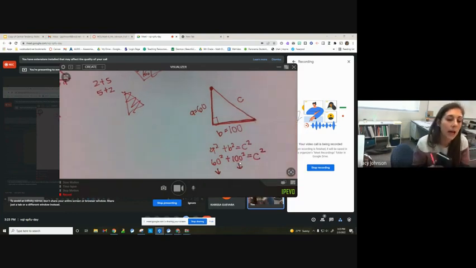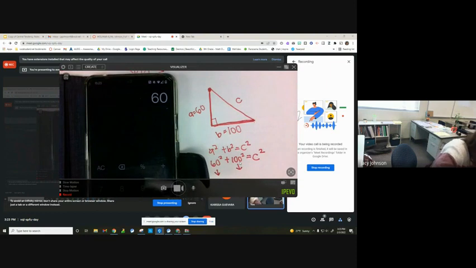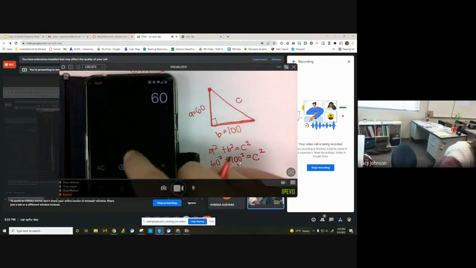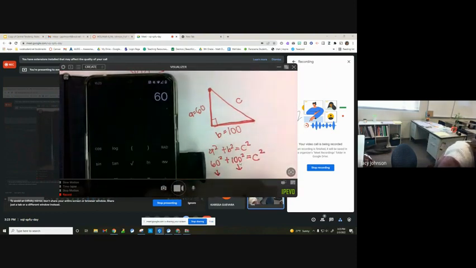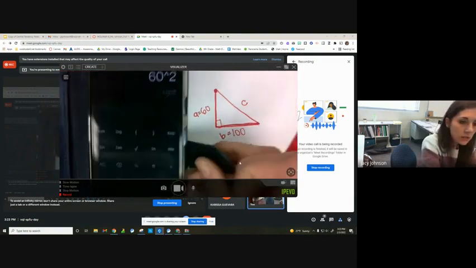So if I grab a calculator, okay, so here's my calculator, 60 squared, see, 60 to the power of 2. Okay, and you can use that Desmos calculator, or you can use your calculator to do exponents.